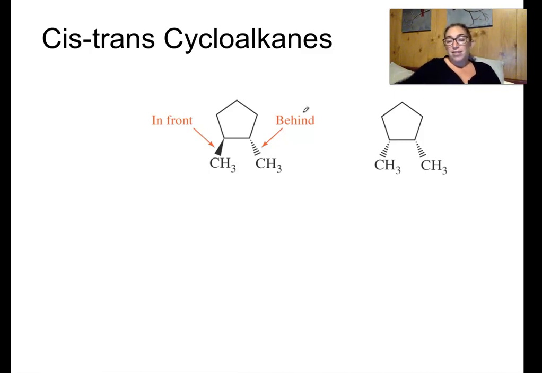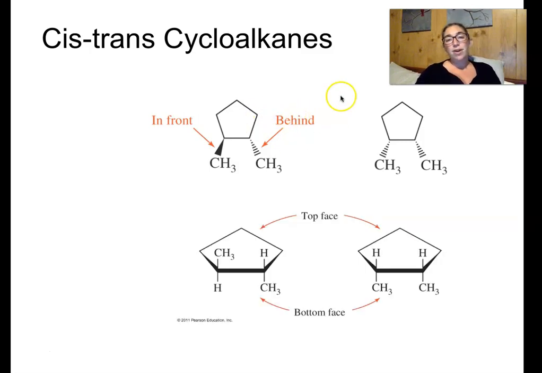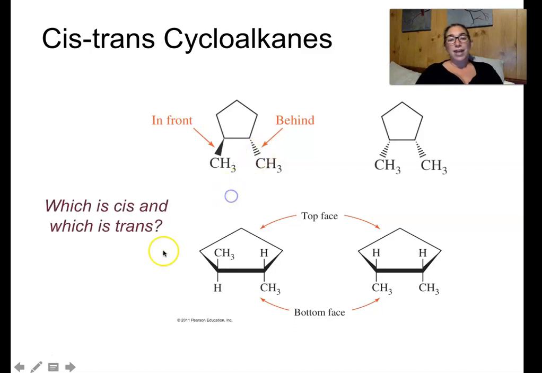So there's a couple of different ways you might see these drawn. For a ring structure, it might be drawn out flat in two dimensions like this, and then to show that one of the groups is sticking out towards you, you use a solid wedge, and to show it sticking out back into the page, you use this dashed wedge here. So these are both going in different directions. So this would be a trans isomer, and in this one on the right here, they're sticking out in the same direction, so that would be a cis isomer.